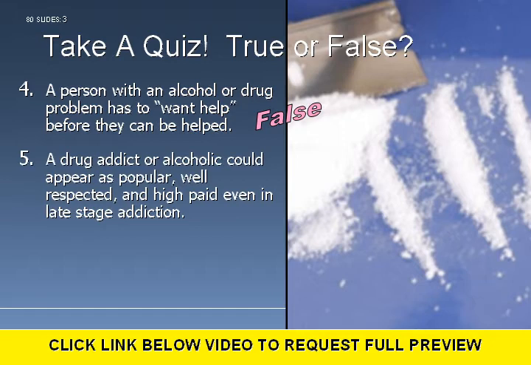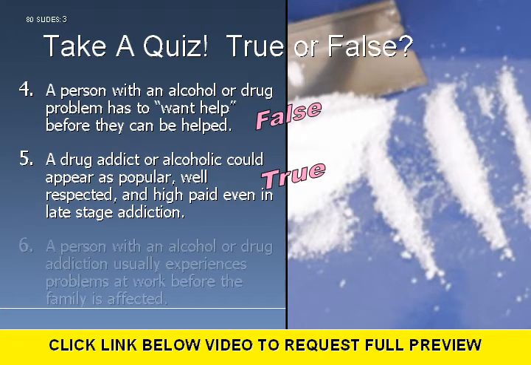Number 5. A drug addict or alcoholic could appear as popular, well-respected, and high-paid even in late-stage addiction. The answer is true. Tolerance to drug or alcohol use in the early stages of illness, combined with a history of workplace success, along with myths and misconceptions about the disease, may help an addict appear without problems to those around him or her. The disease exists, but it may not include behaviors others consider workplace symptoms. This contributes to the ease at which coworkers practice enabling.